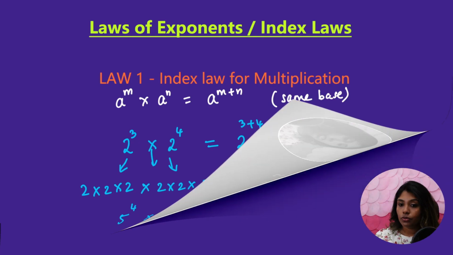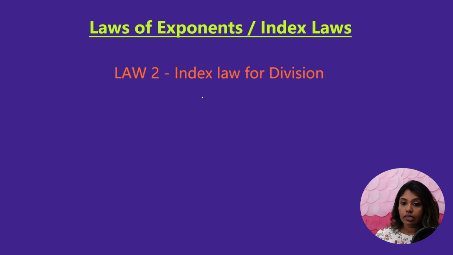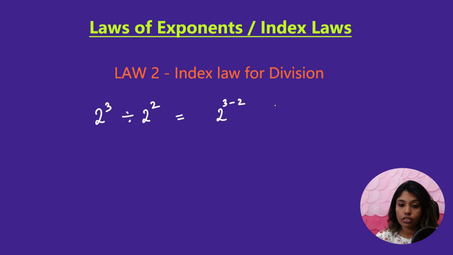Now let's move on to law number 2. This is the index law for division. It works very similar to the previous case. So let's say you have 2 to the power 3 divided by 2 to the power 2, which means you have to basically subtract the exponents. So that's basically 2 to the power 3 minus 2, which is basically 2 to the power 1. That's just 2, right?